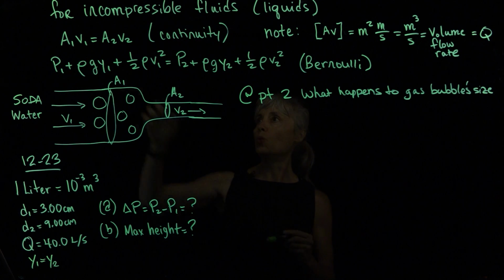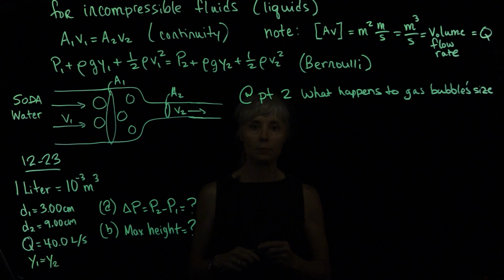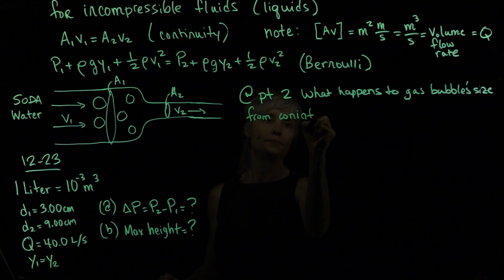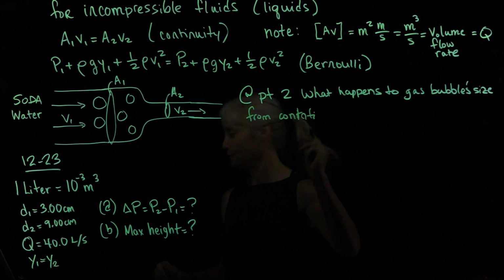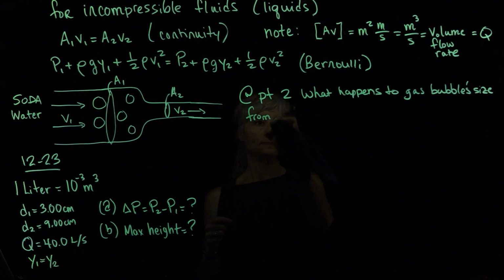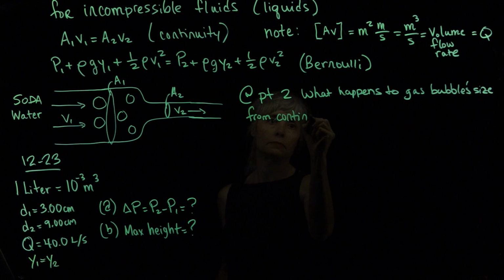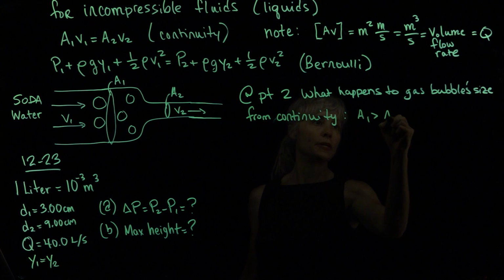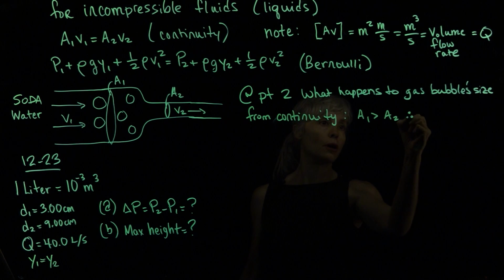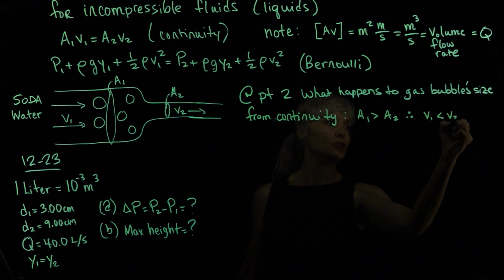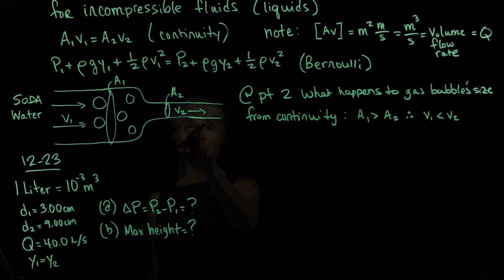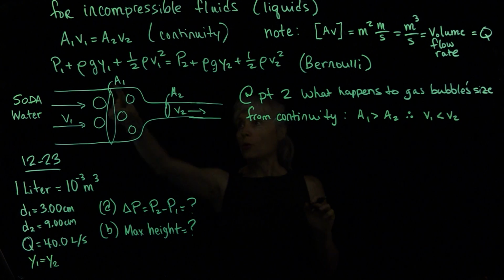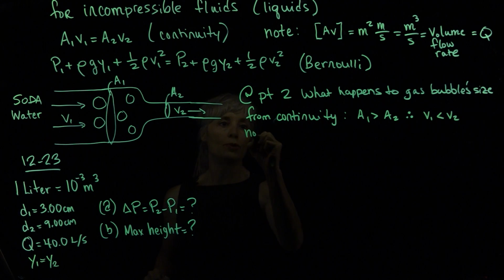Notice that we can look at what happens to the fluid speed from the equation of continuity. So from continuity, we know that A1 is greater than A2, therefore V1 is smaller than V2. So the fluid is moving faster in the narrower part of the pipe than it is in the wider part of the pipe. Now we're going to come to Bernoulli's equation.